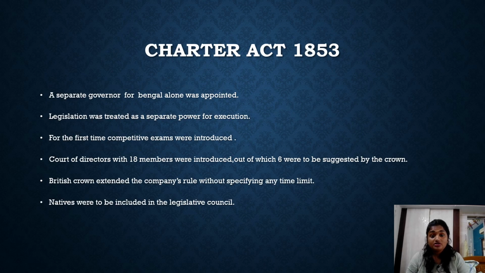So after 20 long years, the Fourth Charter Act of 1853 was passed by the government, and this act is very important because it had a lot of new rules and regulations for the country. And the British government made a separate governor for Bengal alone through this Charter Act. And the legislation was treated as a separate power for execution. So laws were made different, laws were made compulsory, and laws were to be treated with separate power.